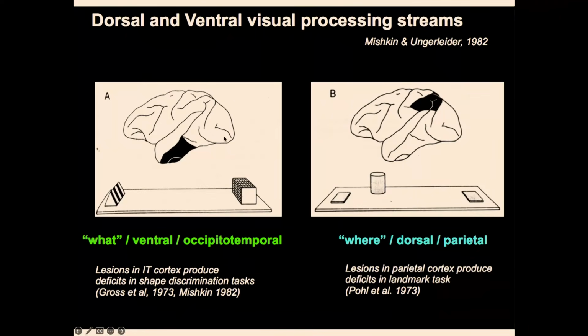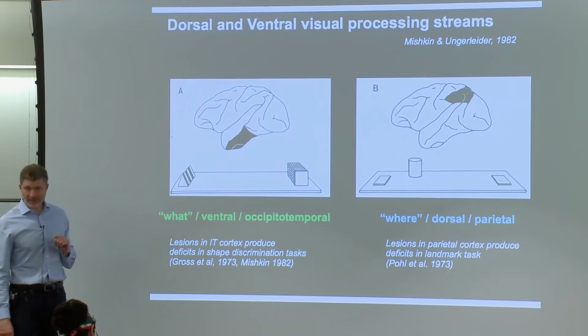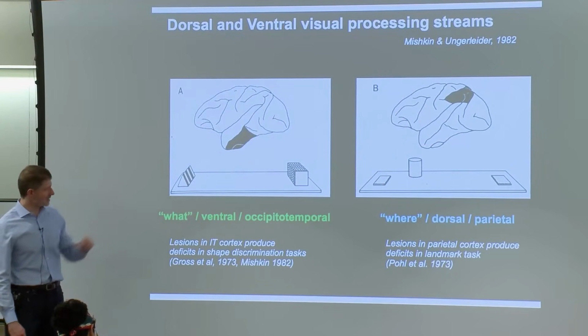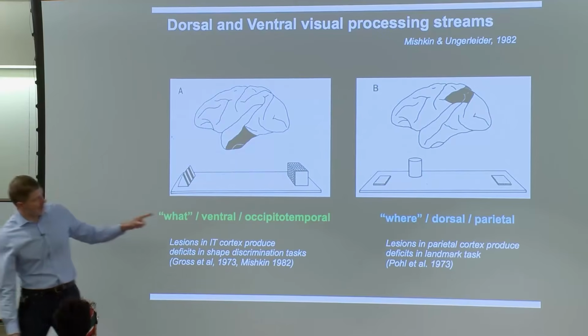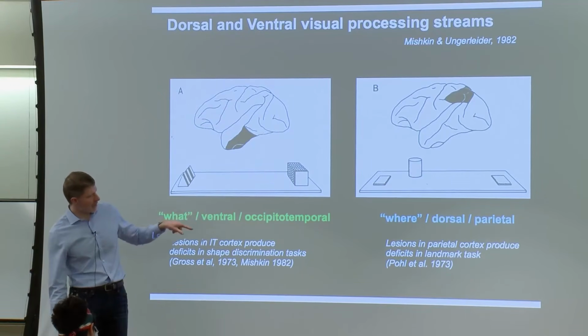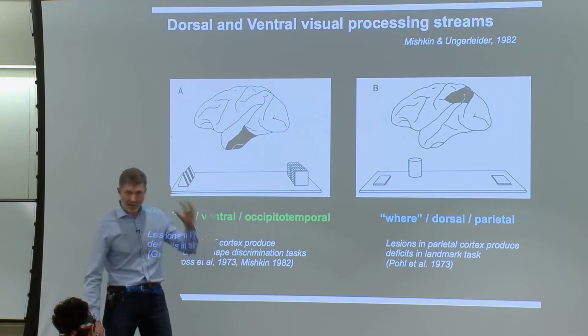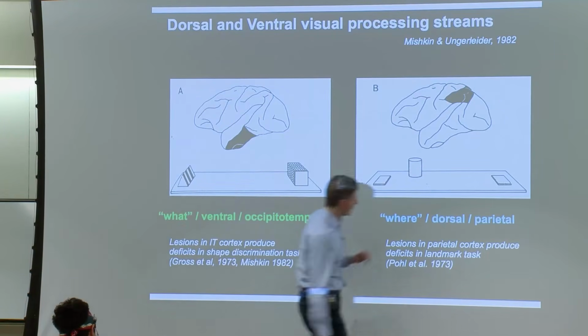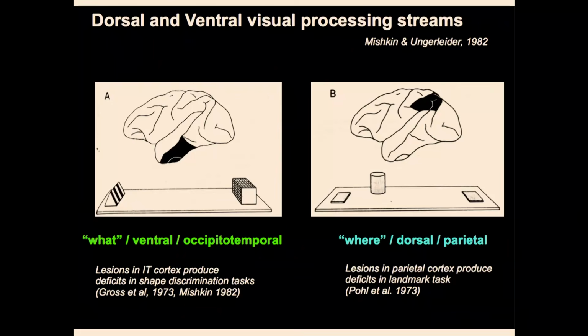These are two example kinds of tasks that were used for this. Temporal lobe lesions lead to deficits on shape discrimination tasks. If you show a monkey a particular shape before the trial and then ask it to pick which one is similar to it, with temporal lobe lesions, that task gets really difficult. By comparison, if the task is to choose the object that's close to the landmark, in this case the cylinder, parietal lesions cause this task to become difficult.